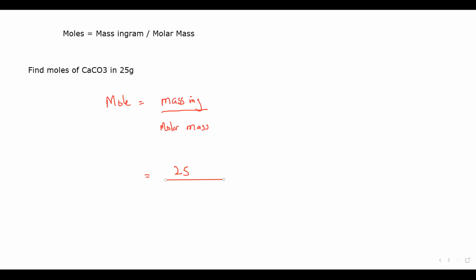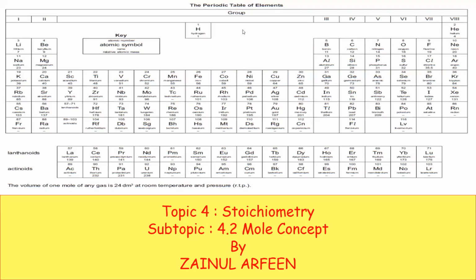For the molar mass of calcium carbonate, we have to check the periodic table. So we have a compound called calcium carbonate, CaCO3. Calcium, what is the mass of calcium? At the bottom of the periodic table the masses are given. So what is the mass of calcium? It is 40.